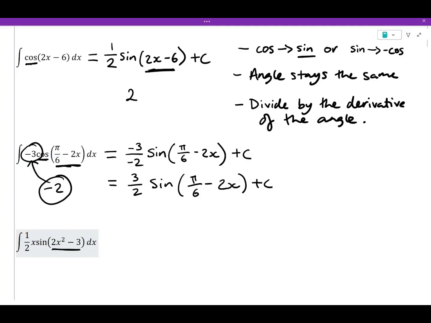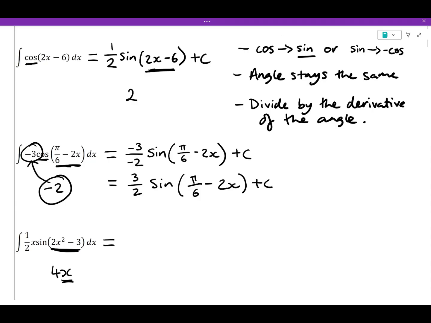So let's do our reverse chain rule check. Let's differentiate my angle. So if I differentiate 2x squared, take 3, I get 4x. Well, if I compare the 4x to the half x I've got here, you'd have to multiply by a numerical value because we have x to the power of 1 and x to the power of 1. Therefore, we're good to use the reverse chain rule. So let's carry out my steps.